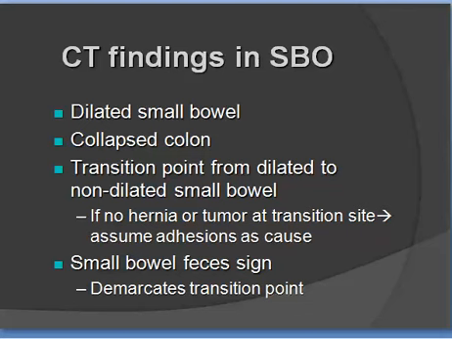The CT findings in small bowel obstruction: dilated loops, collapsed colon, transition point from dilated to non-dilated. If no hernia or tumor at the transition site, assume adhesions as a cause. Small bowel feces sign demonstrates and demarcates the transition point.